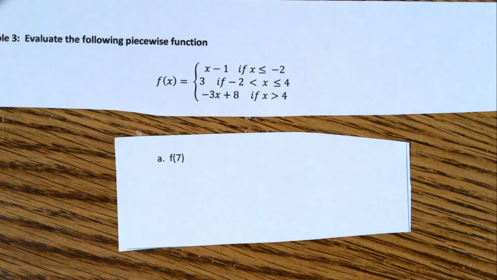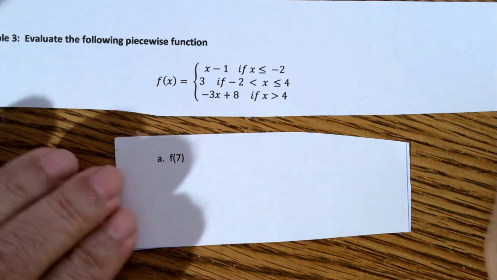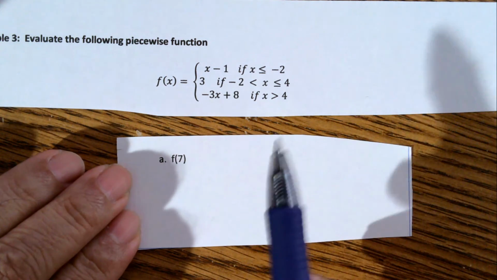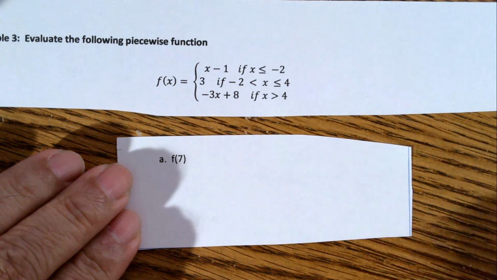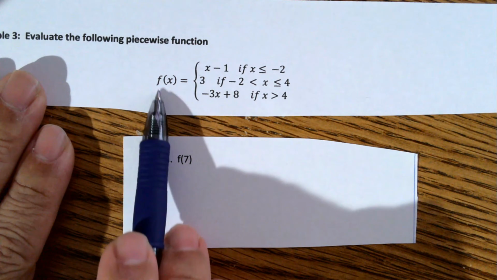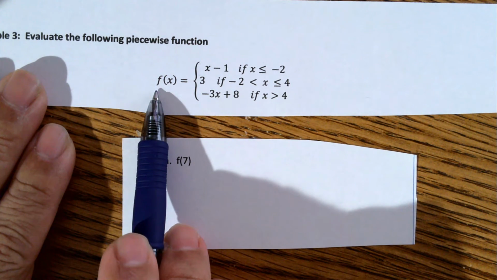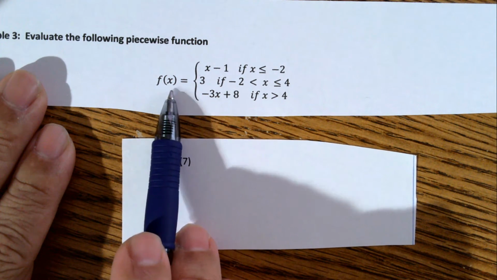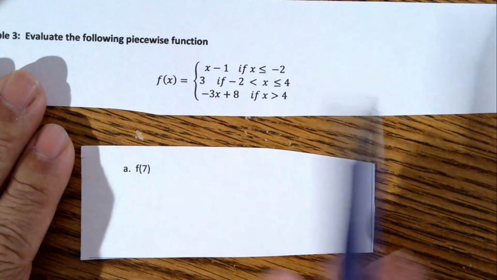This is Tuesday's notes, the introduction to functional notation continued. This is the back page of Monday's worksheet, or Monday's note sheet. All right, so this is the functional notation. Remember, f is the name of the function, x is my input. Now, this is called a piecewise function.